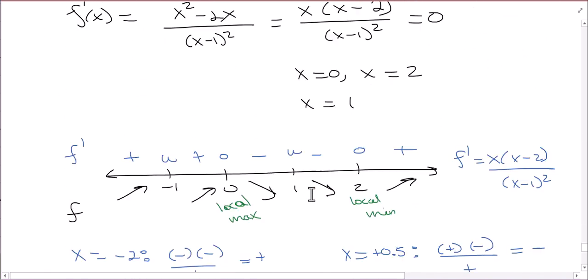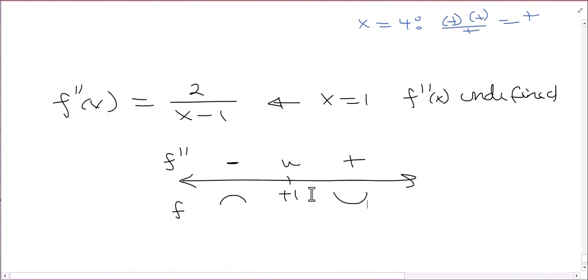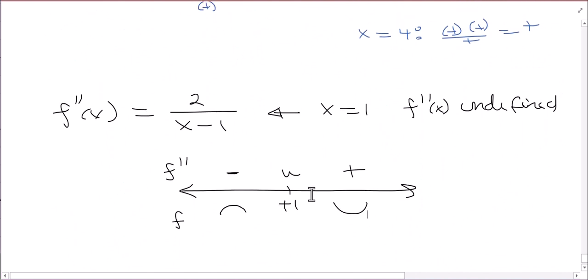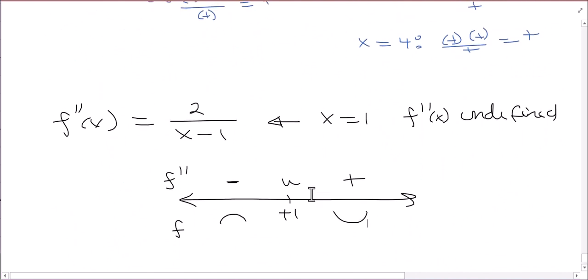So okay, this example kind of had everything. It had a hole in the graph, it had a slant asymptote, it had a vertical asymptote, and different things going on.